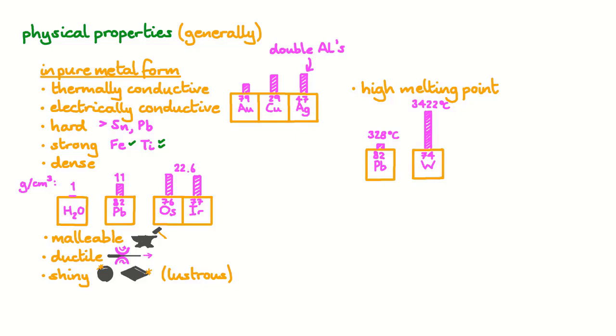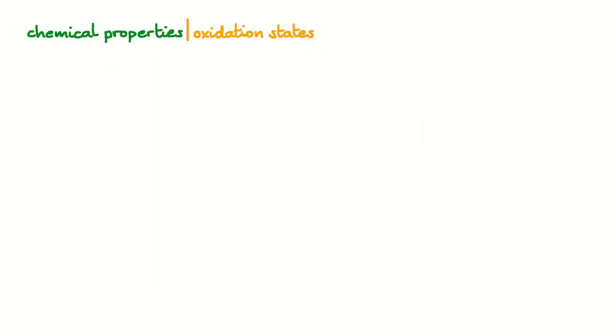Now that we've looked at the physical properties of the transition elements in their metallic form, let's have a look at their chemistry. One of the most important distinguishing features of transition elements is the number of compounds they can form. A lot of this has to do with the fact that they can form different stable ions and oxidation states. Main group metals like magnesium and aluminum tend to have only one common oxidation state. Magnesium tends to form Mg2+ ions, while aluminum tends to form Al3+ ions.